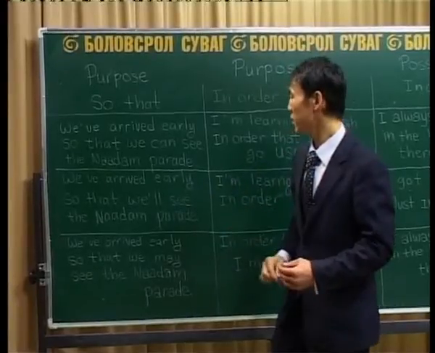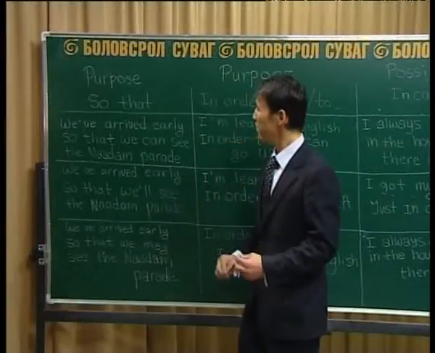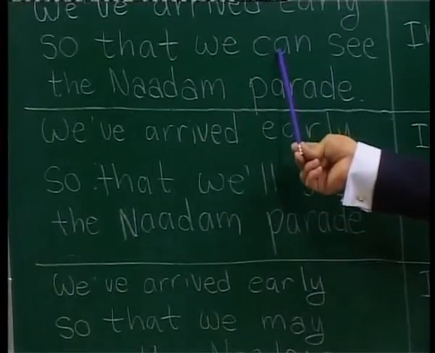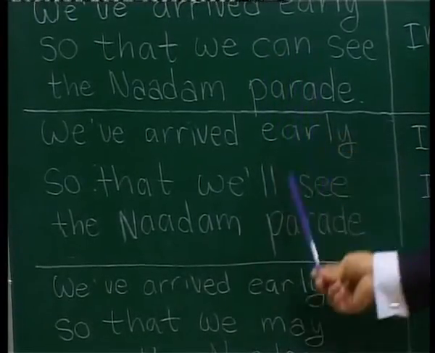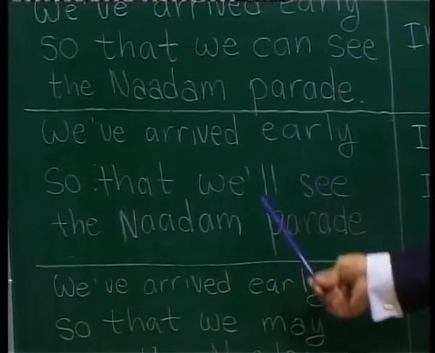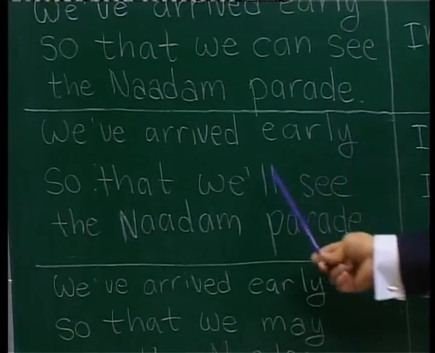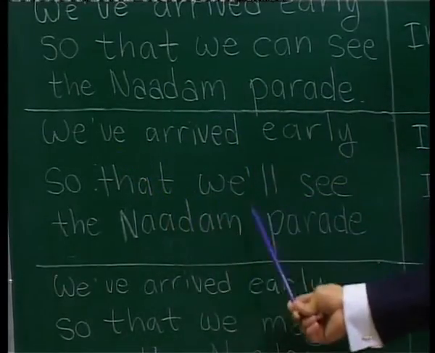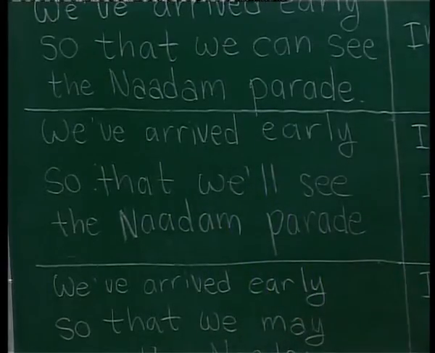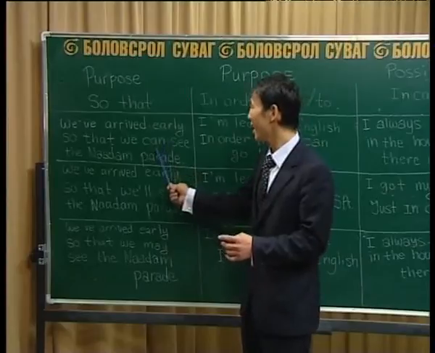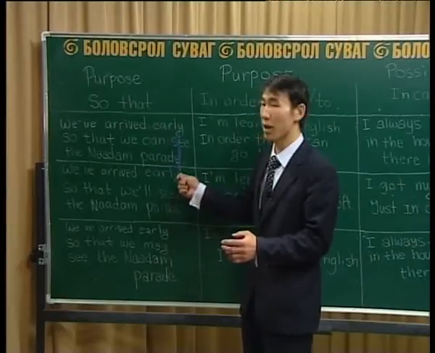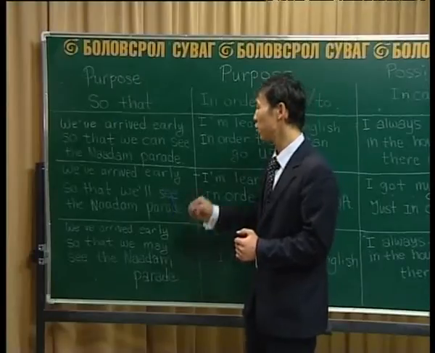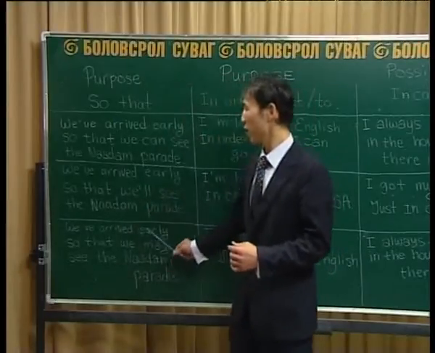All right, next sentence. We arrived early so that we will. Here it was can, and now here, will. This is future tense. We arrived early so that we will see the Nodum parrot. The meaning is the same. Can is also a kind of possibility. You can see, and then you will see in the future.